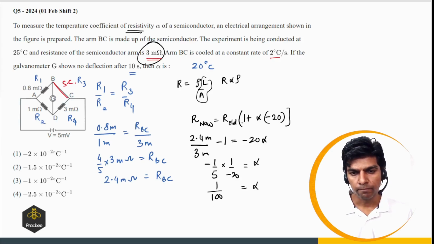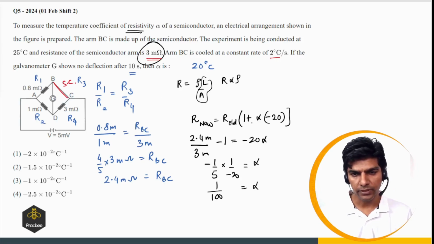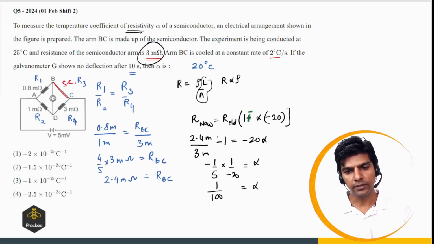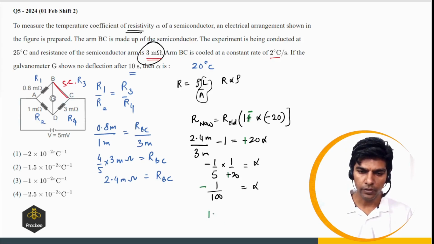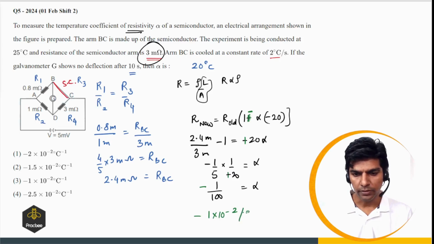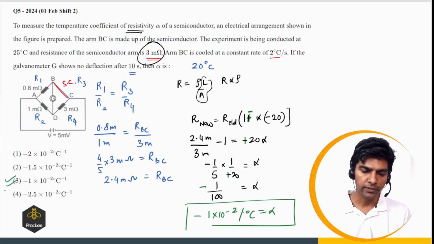and since we are cooling, since we are decreasing the temperature, so let me also put a negative sign here, right? Because as we decrease the temperature, the resistance will decrease, so there has to be a negative sign here, right? So this will become positive and we'll get a negative here, right? So this will be 1 into 10 raised to minus 2 per degree Celsius. Got it? So the option 3 is the right answer.